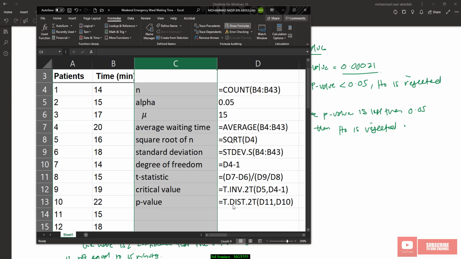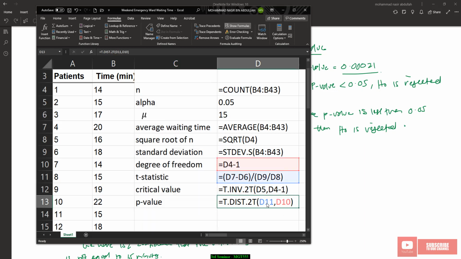Kita pakai t.distribution.toTail and D1 ni adalah T-statistics, which is D11 ni, D11, this one. And then we comma, kita letak degree of freedom. Boleh.